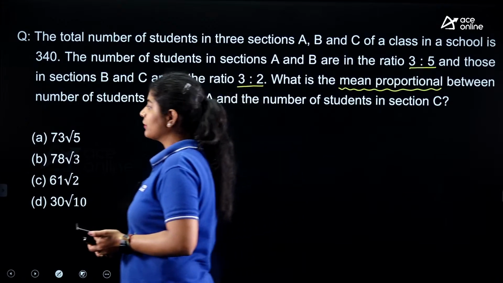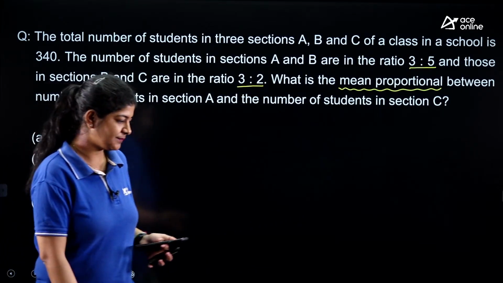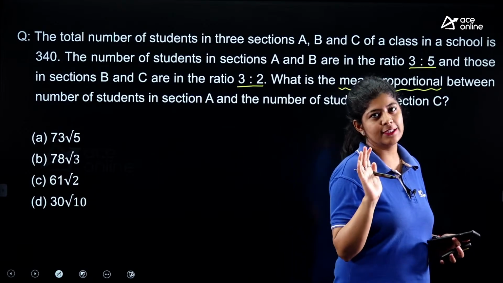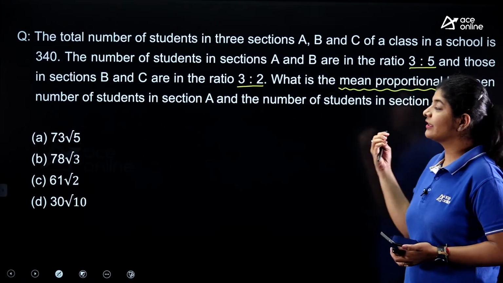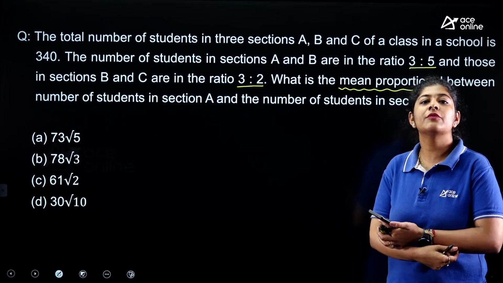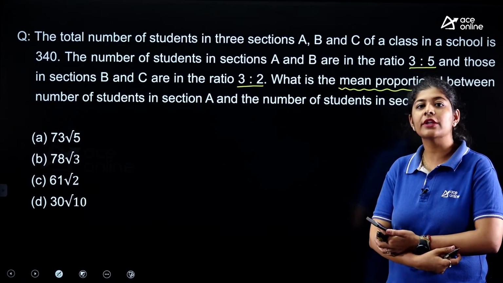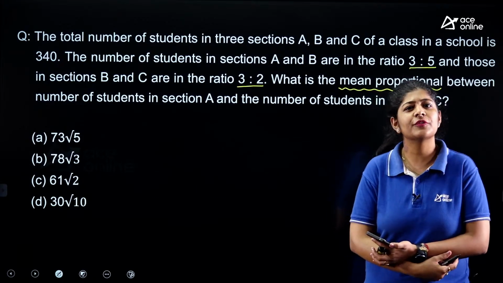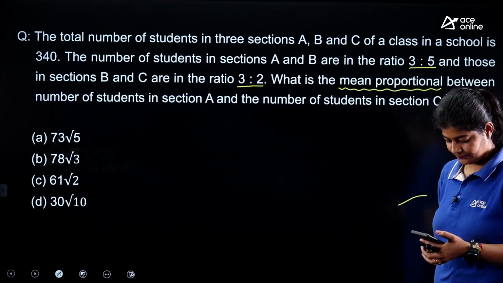So how are we going to calculate this one? Here you have the total strength of all three sections. You have the ratios as well. So first, what do you need to do? You simply need to find the combined ratio, and accordingly you will get your values, and after that all you need to find is the mean proportion.